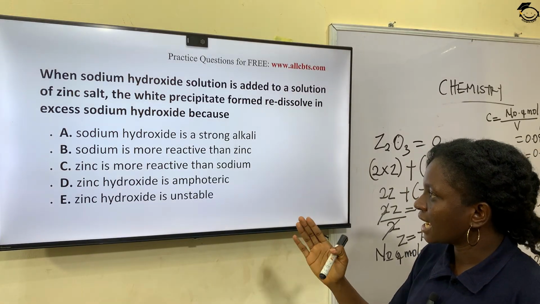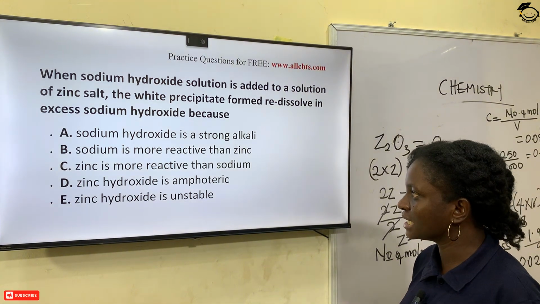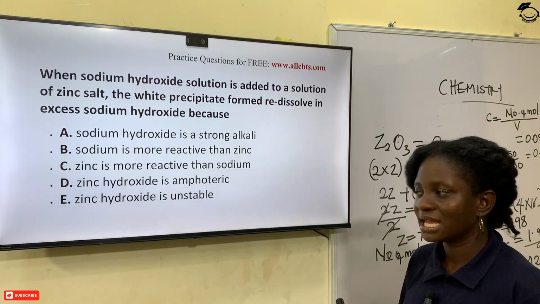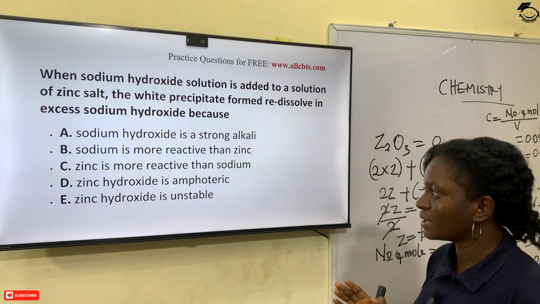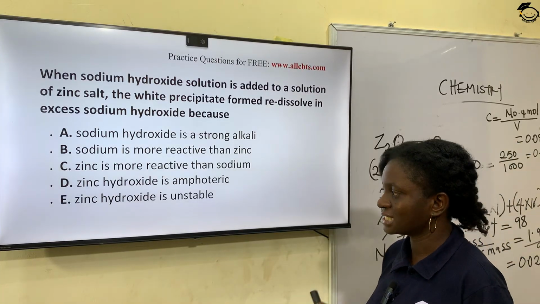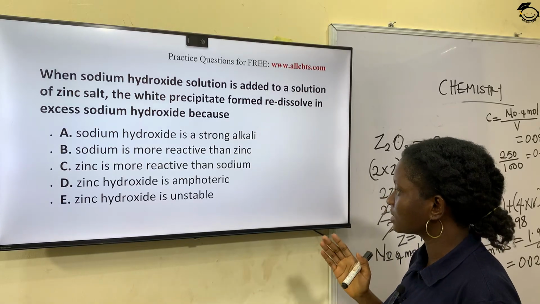Why? A. Sodium hydroxide is a strong alkaline. B. Sodium is more reactive than zinc. C. Zinc is more reactive than sodium. D. Zinc hydroxide is amphoteric. E. Zinc hydroxide is unstable.